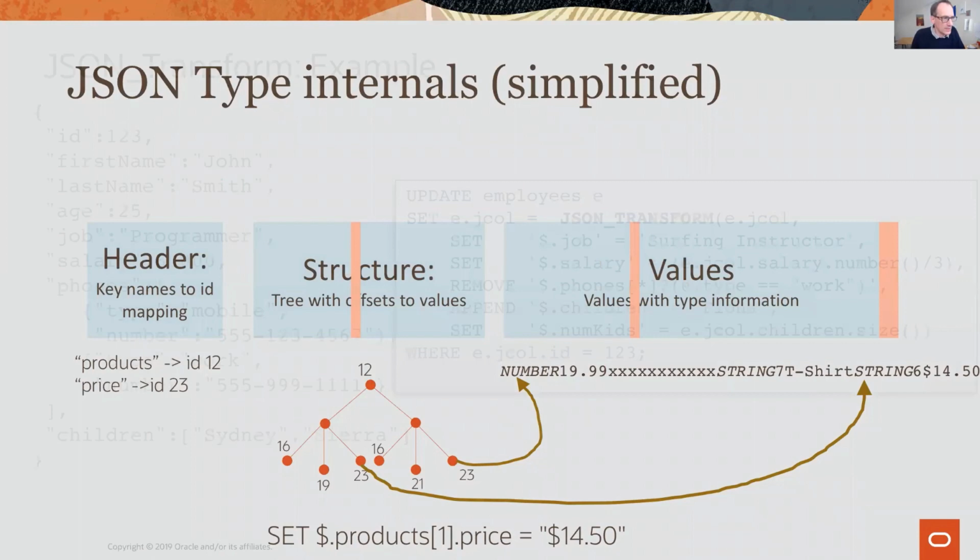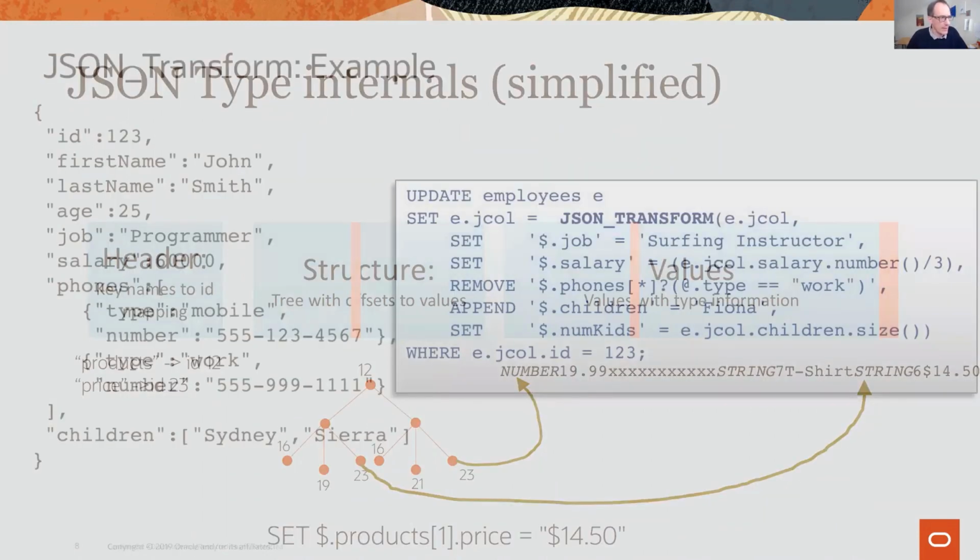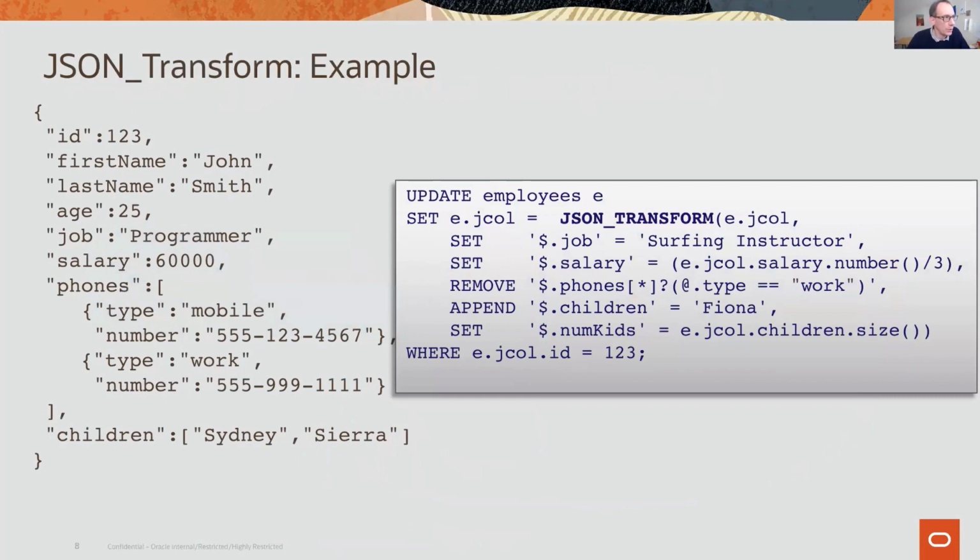But today we want to focus on how to actually express such an update. And for this, we've added a new operator. It's called JSON transform. And the reason it's called JSON transform and not JSON update is because you can use JSON transform also outside of the update clause. For example, inside a select. I will have an example for this too.